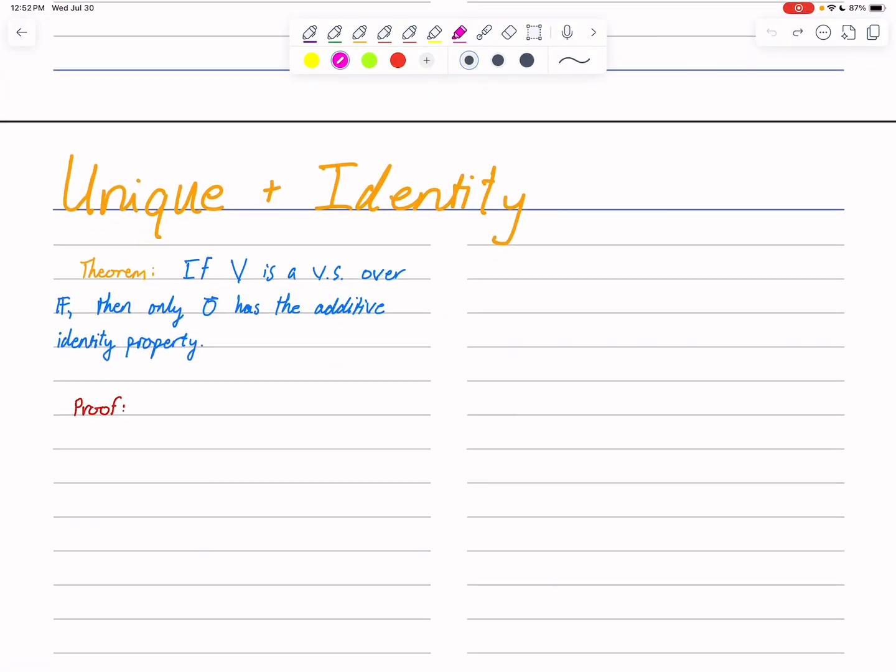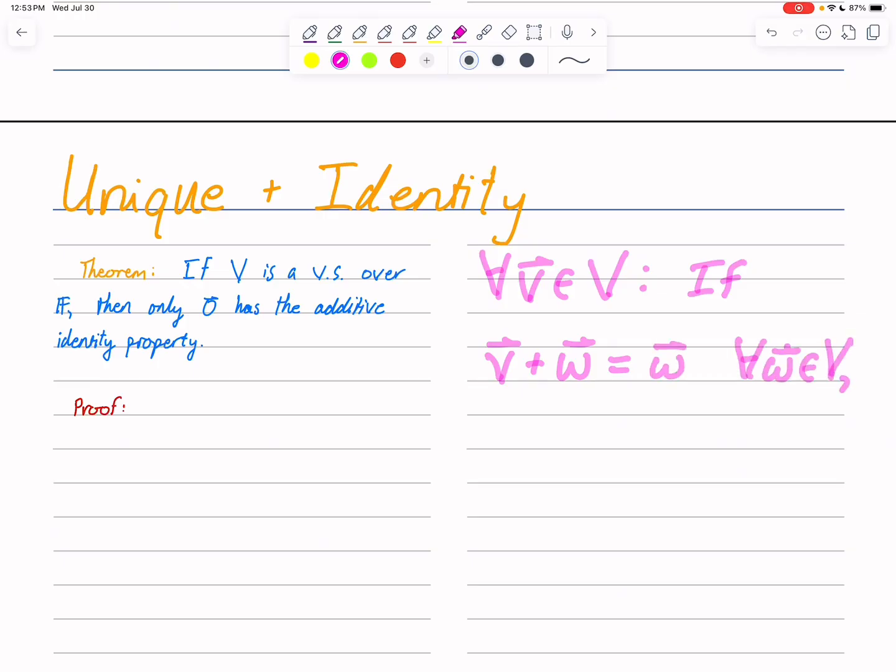So to begin with, we're going to discuss the uniqueness of the vector 0 in any given vector space over a field F. Effectively, we're going to show that the only additive identity is the 0 vector. Put more thoroughly, what we're going to show is this statement right here.